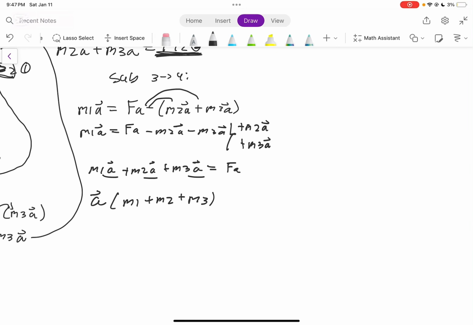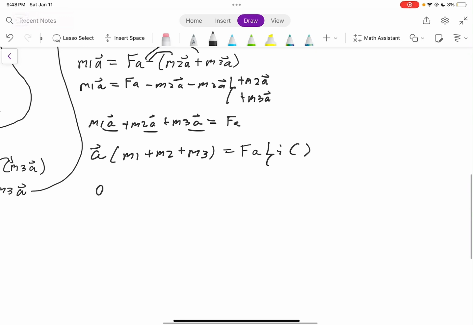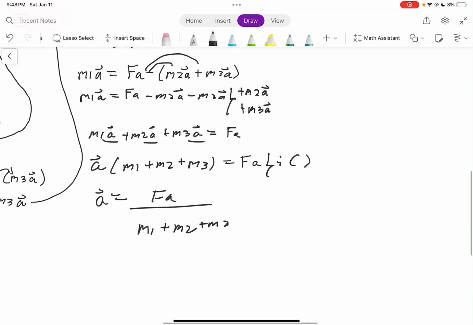So now that you common factored it out, you're left with just equals FA. Now we want to, again, isolate for the acceleration, so we can just divide by everything in the brackets. So the acceleration is just equal to the force applied divided by M1 plus M2 plus M3. And now you have your acceleration.